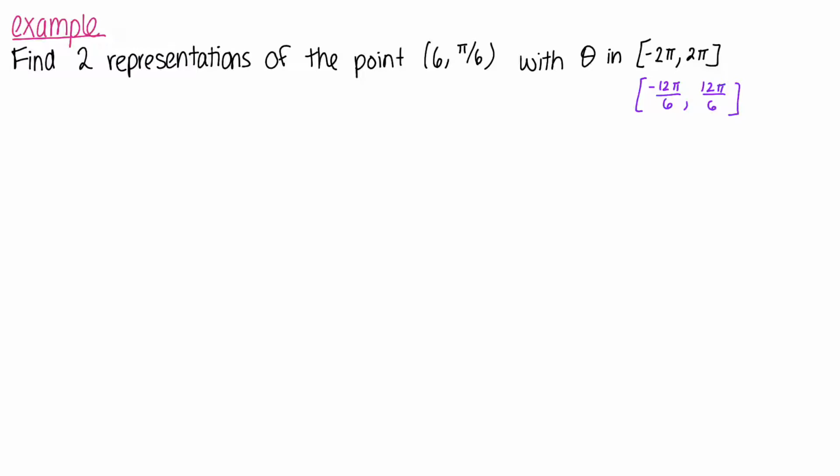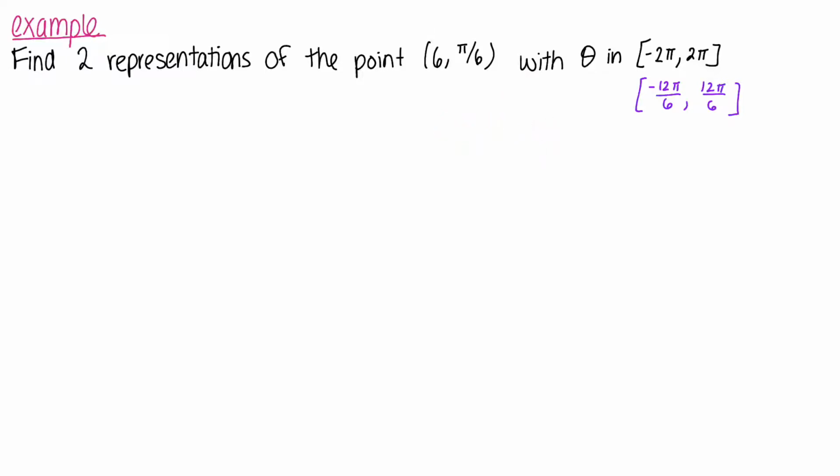So my first option would be adding or subtracting 2 pi to this angle and just leaving this number alone. If I add 2 pi, pi over 6 plus 2 pi, which would be 12 pi over 6, this would give me 13 pi over 6, which would be outside of my interval. So I can't add 2 pi to this, but I can subtract 2 pi from it.